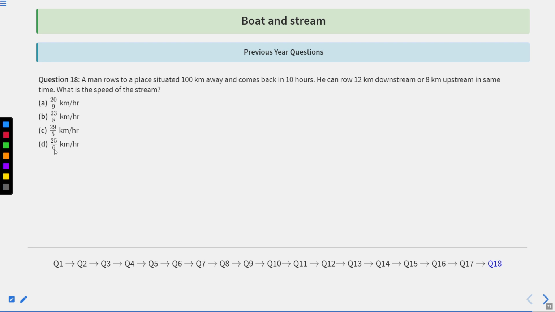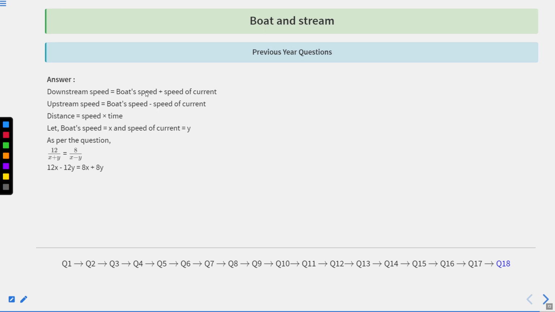Moving to our last problem. A man rows to a place situated 100 km away and comes back in 10 hours. He can row 12 km downstream or 8 km upstream in the same time. What is the speed of the stream?